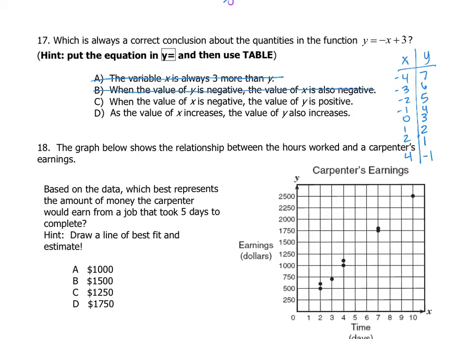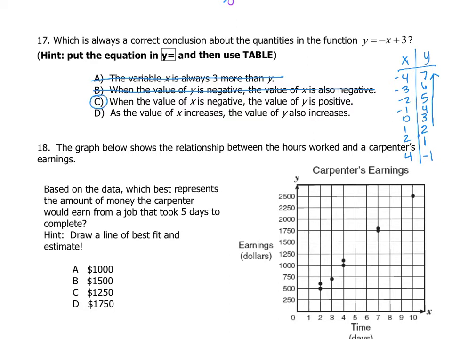Then we have C that says when the value of x is negative, so we have a lot of negatives to look at for x, the value of y is positive. Well, you can tell that that value of y is only going up and they're all positive, so it's looking like it has to be that one.